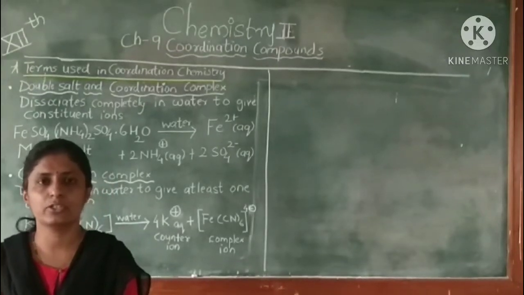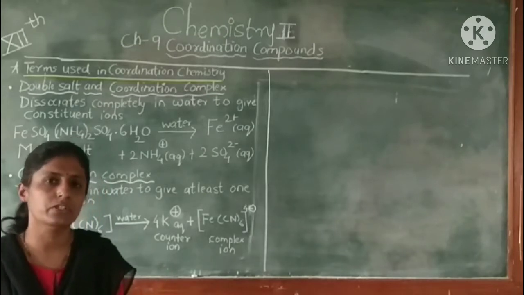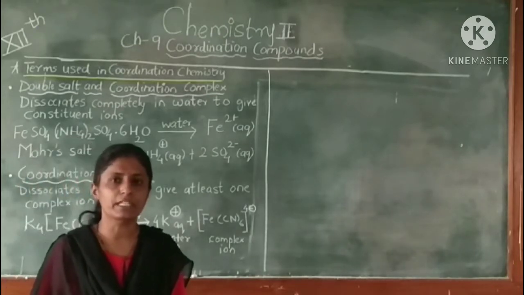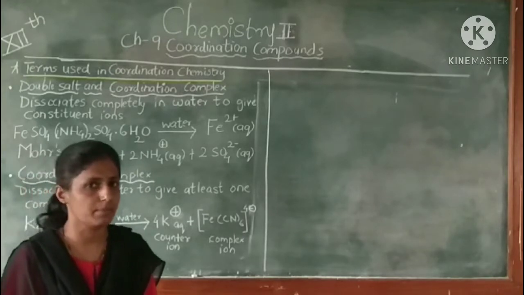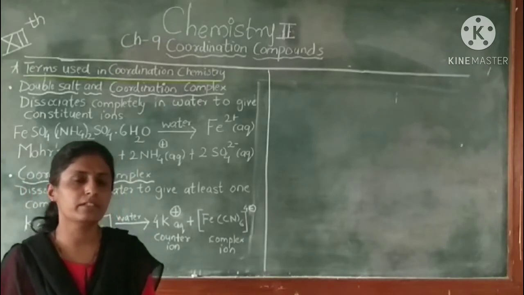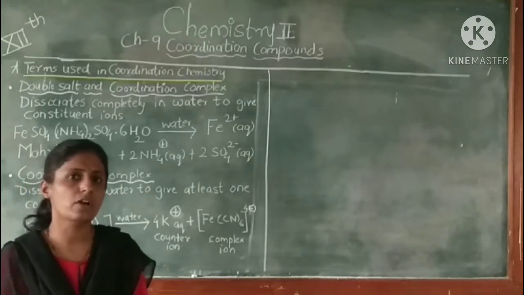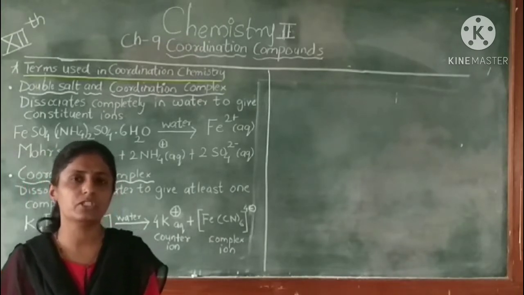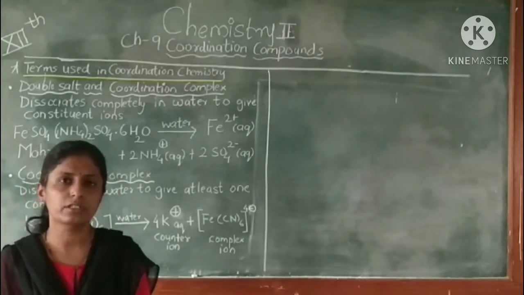Welcome to the second lecture of coordination chemistry. In the first lecture, we studied the introduction, types of ligands, and we started with some of the terms used in coordination chemistry. In that, we explained three terms: the coordination sphere, the oxidation state of the metal and the charge of the complex ion, and the coordination number.